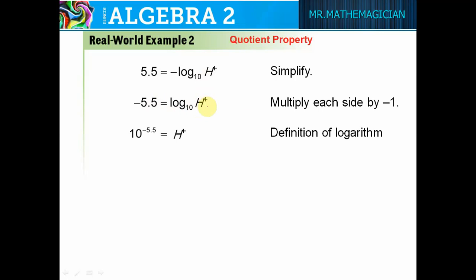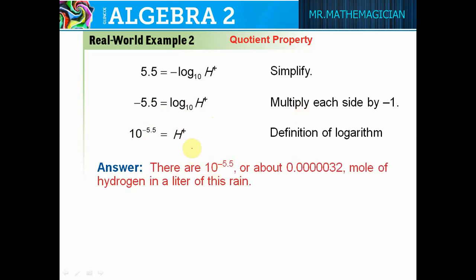Transform into exponential. You know that this is the base and this is the power. So 10 to the power of negative 5.5 equals H positive. And the value of H positive is about 0.000032 moles of hydrogen in a liter of this rain.